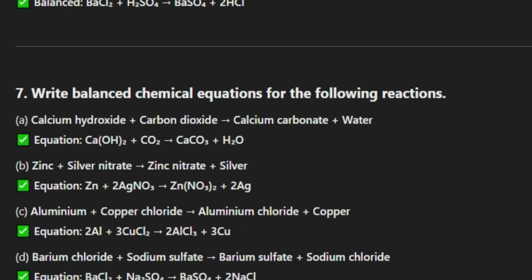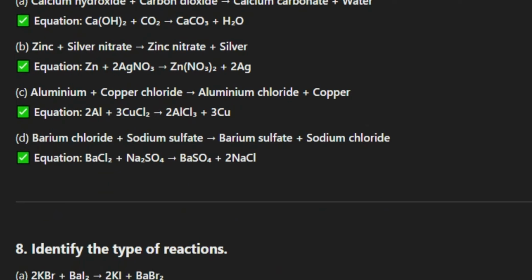7. Write balanced chemical equations for the following reactions. A. Calcium hydroxide plus carbon dioxide gives calcium carbonate plus water. Equation, Ca(OH)2 plus CO2 to CaCO3 plus H2O. B. Zinc plus silver nitrate gives zinc nitrate plus silver. Equation, Zn plus 2AgNO3 to Zn(NO3)2 plus 2Ag.